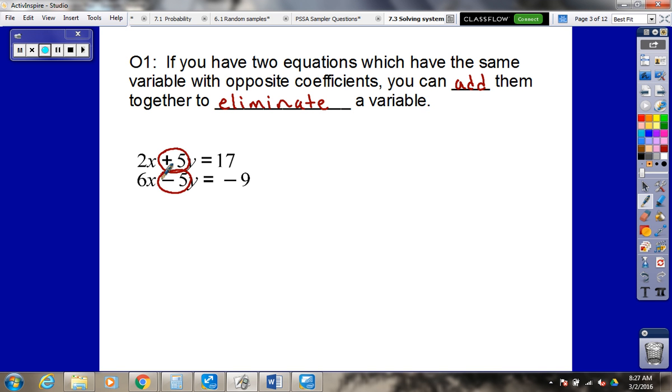So they have opposite coefficients. If they have opposite coefficients, what's going to happen to the y when we add these two equations together? Aiden? The 5y is going to go away. So we're just going to add: 2x plus 6x is 8x. The y's go away. 17 minus 9 is 8. Dividing both sides by 8, we get x equals 1.